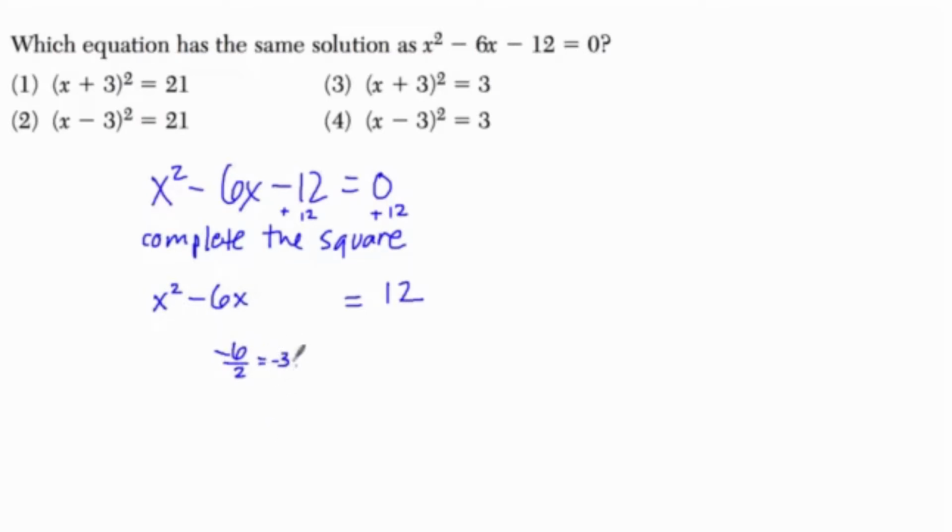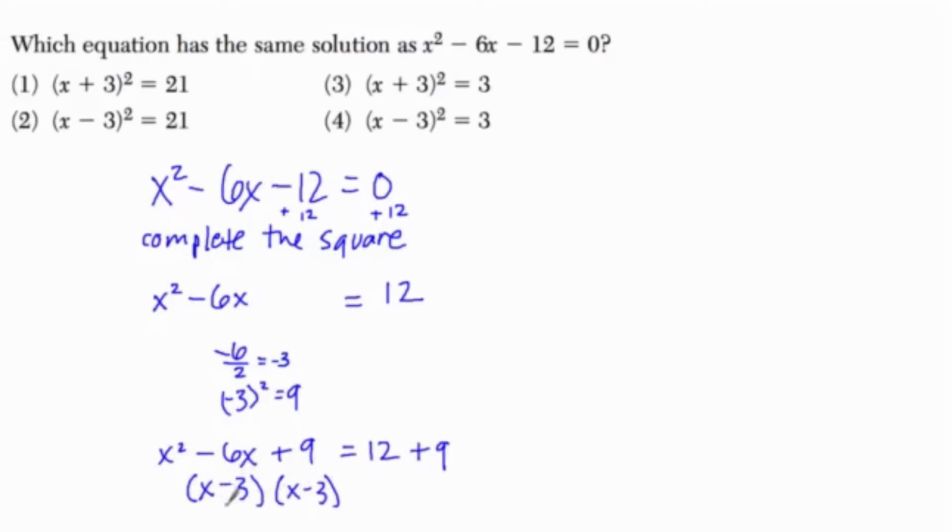And then we have to square this guy. So negative 3 squared is equal to positive 9. So what we now do is take the positive 9, or in other words, add 9 to both sides of the equation to keep it balanced. So we're adding 9 to the left side, and we're adding 9 to the right side. And now this trinomial on the left side of the equation is a factorable trinomial. And this is going to be x minus 3 times x minus 3.